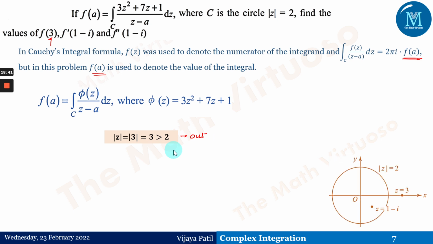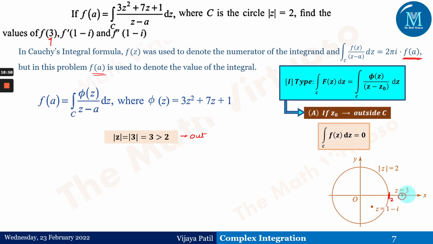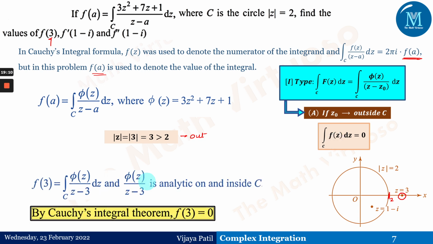You can check it here. The circle |z| = 2 has its center at (0, 0) and the radius is 2 units. So z = 3 is lying outside. This is type 1, where z0 is outside. If it is outside, by Cauchy's integral theorem the value of the integral becomes 0, and hence the value of f(3) is equal to 0.